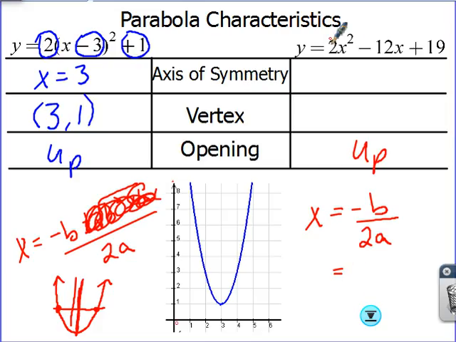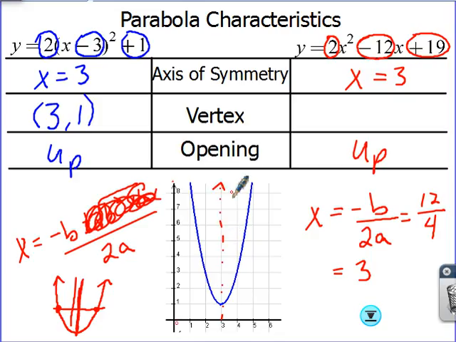When you have a parabola, here's your a, here's your b, here's your c. Notice that none of those have the x's with them. It's just the numbers. So negative b would be negative 12, or 12 over 2 times 2, which is 4, which is equal to 3. Your axis of symmetry is x equals 3. Reminder, our axis of symmetry is x equals 3.